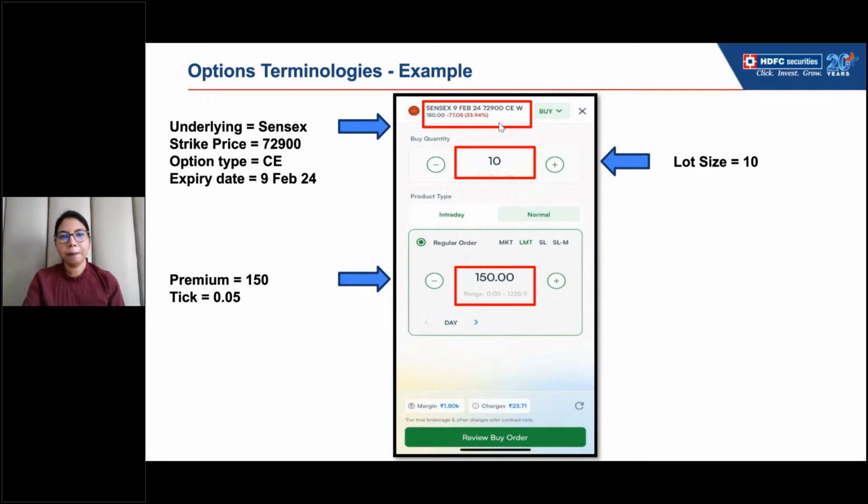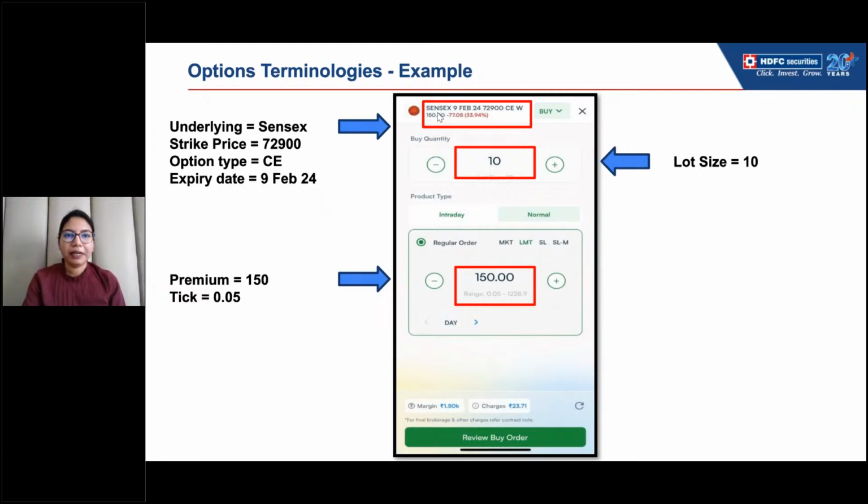This is from BSE. All right, and the lot size for this particular index is 10. So there are a lot of very nice trading opportunities in Sensex as well. There is Bankex as well, which comes from BSE. It also has good trading opportunities. All right, so do explore it. Now coming back to the terminologies.